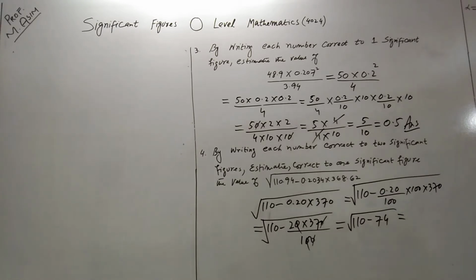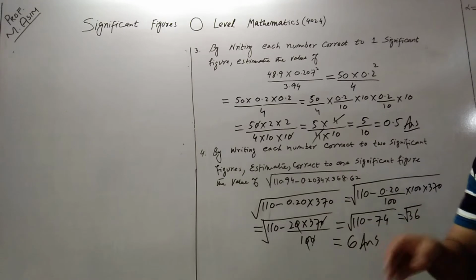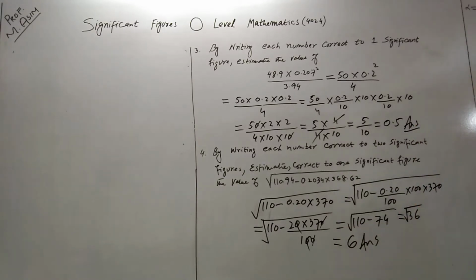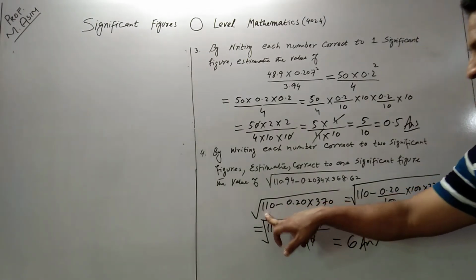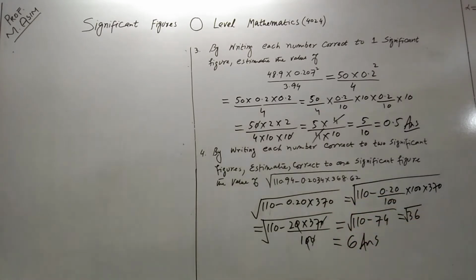What is the answer of 110 minus 74? 36. And you know the square root of 36 is 6. See the requirement. The requirement is, first we have to write each and every number correct to 2 significant figures, then give the final answer in 1 significant figure. So this is 2 significant figures, 2 significant figures, 2 significant figures, and our final answer is 6, which has 1 significant figure. Now see the next question.